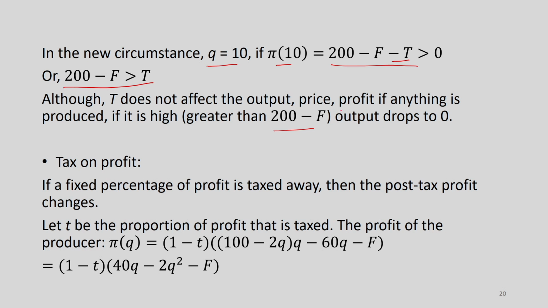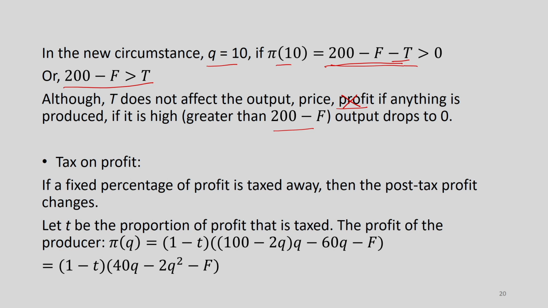Actually, this is not correct. The maximized profit is going to be affected if the producer is producing anything positive, because as you can see the maximized profit has this minus T component. The optimal output and price remain the same in case of lump sum tax, provided the producer is producing something positive. But whether the producer is producing anything positive or not is going to be affected by this lump sum tax.